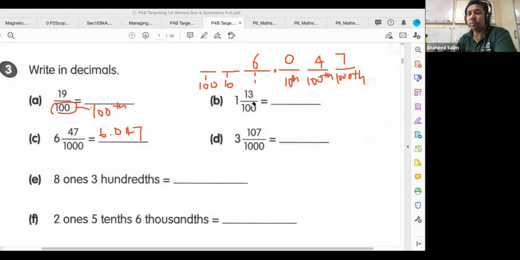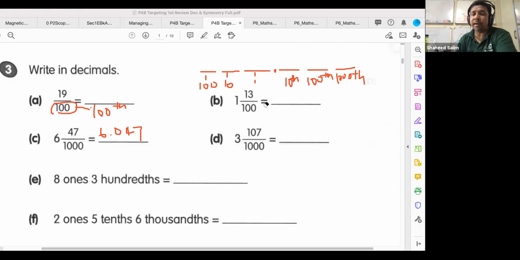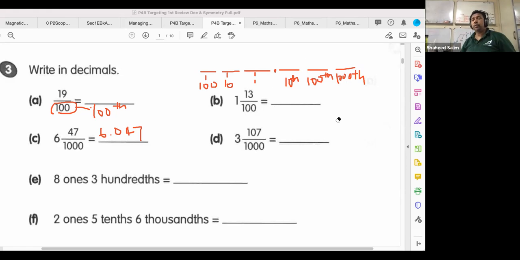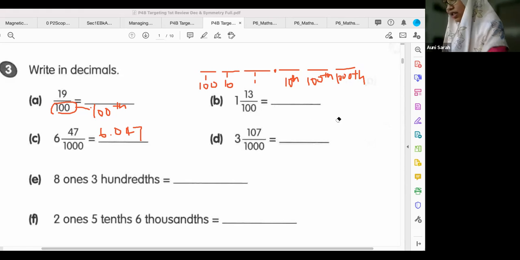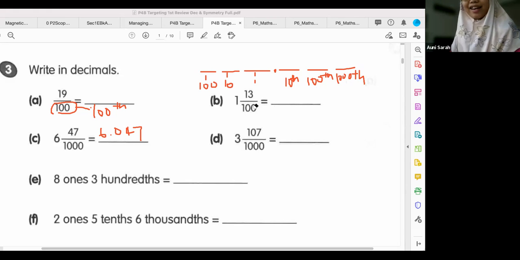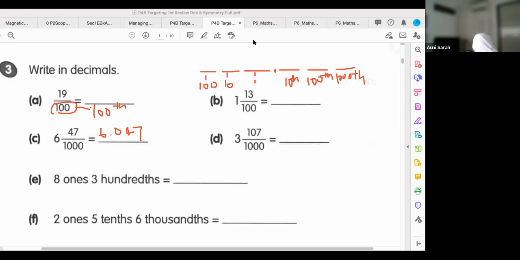This one, you know how to do? You can fill up here. This one is 100. Okay, Amara. Umaira. 100. Which place? 100 is here. Put it in lah. The 13 put here. Where you put the 3? You see, this is ones, tens, 100, 10th, 100th, 1,000. This is 100th. So how? What to do? Very simple. Amara, can do Amara? You know how to do?